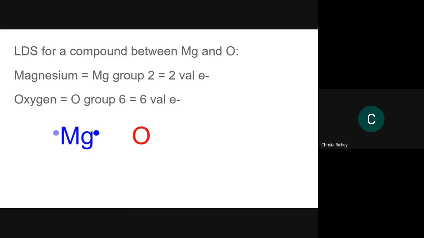I know magnesium's going to get 2 dots. They tend to do side, side, top, bottom, and then we double up. Oxygen, we got 1, 2, 3, 4, 5, 6.